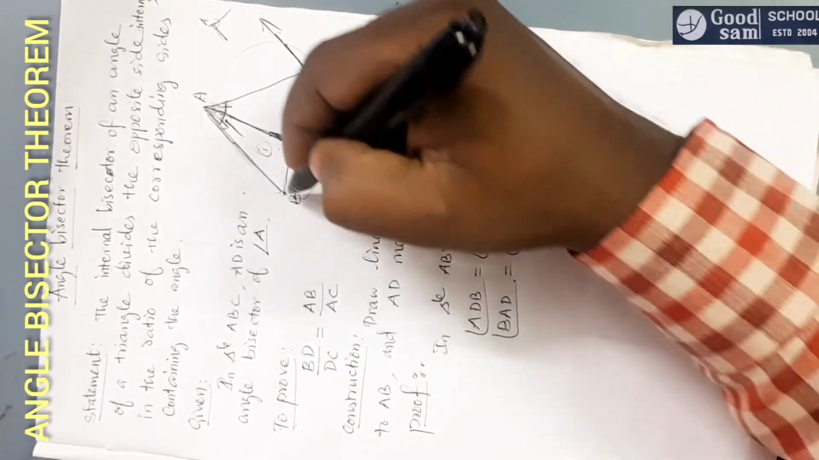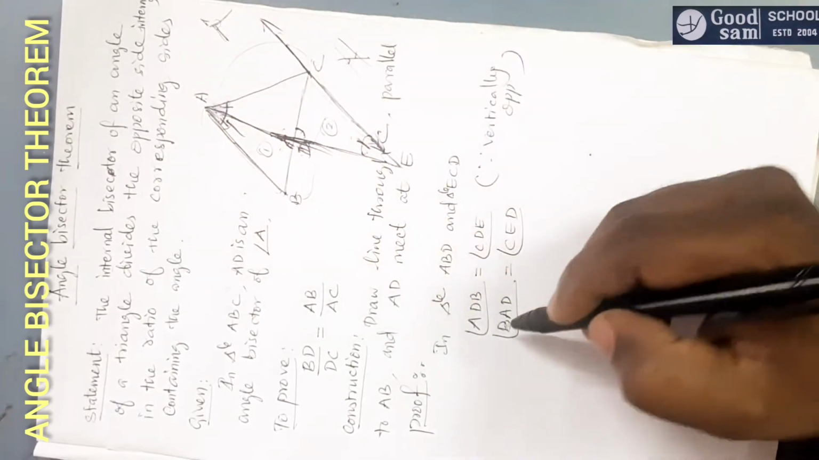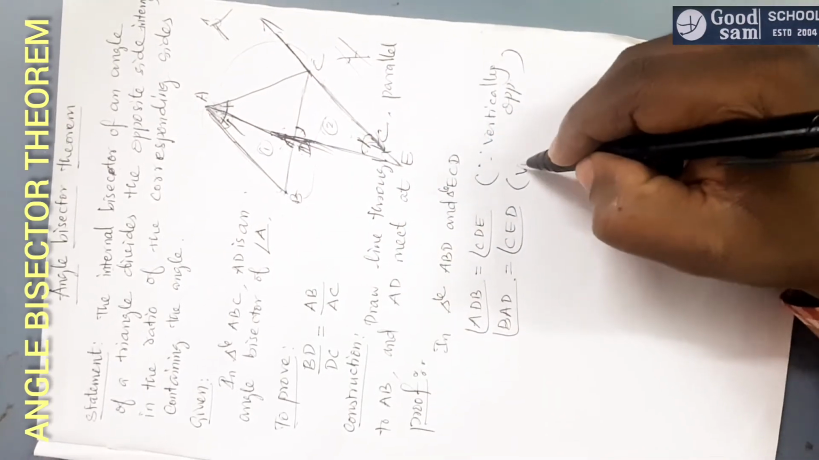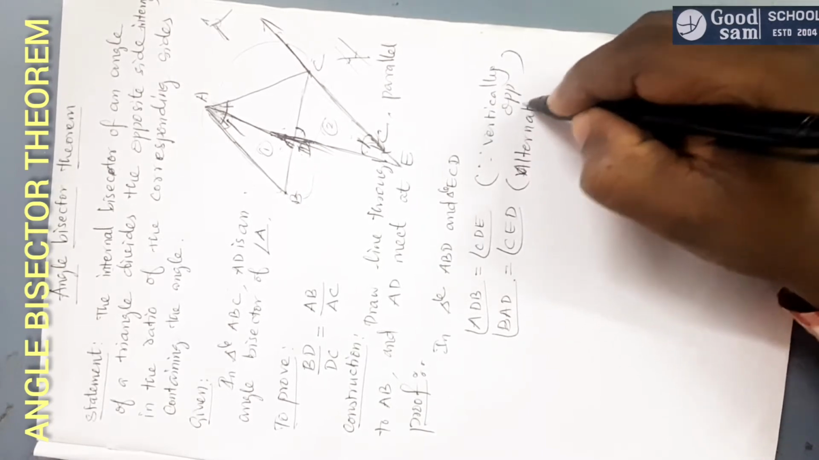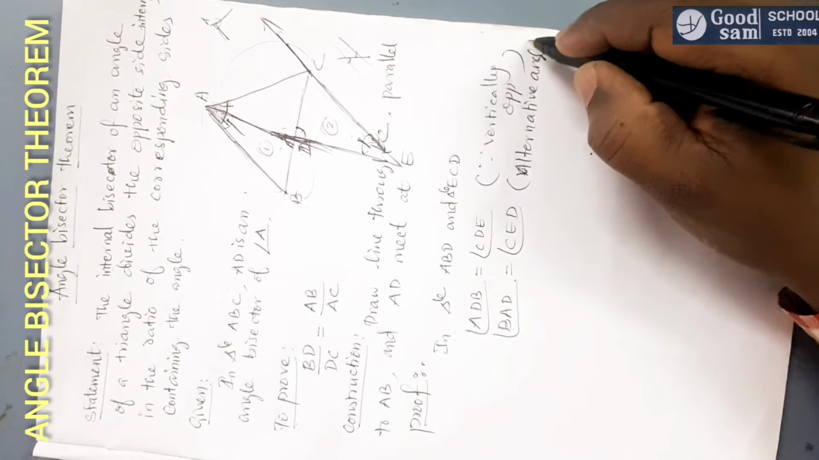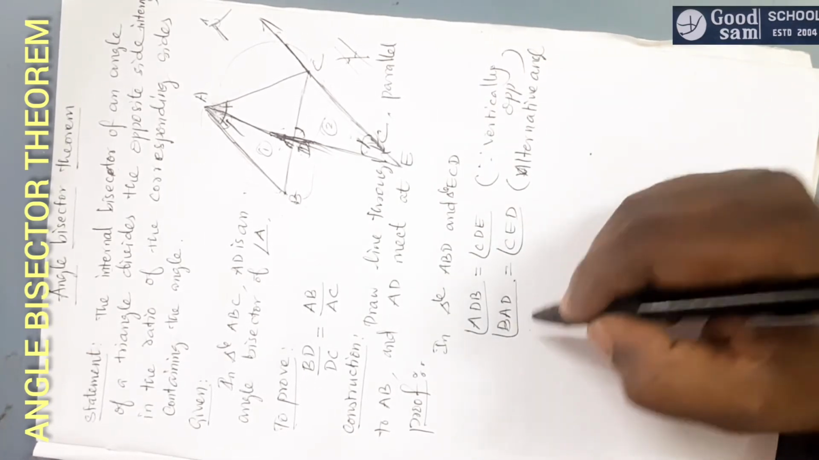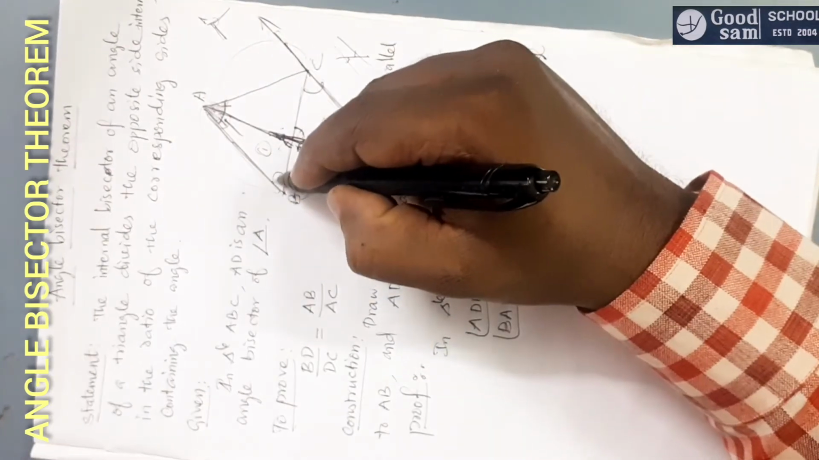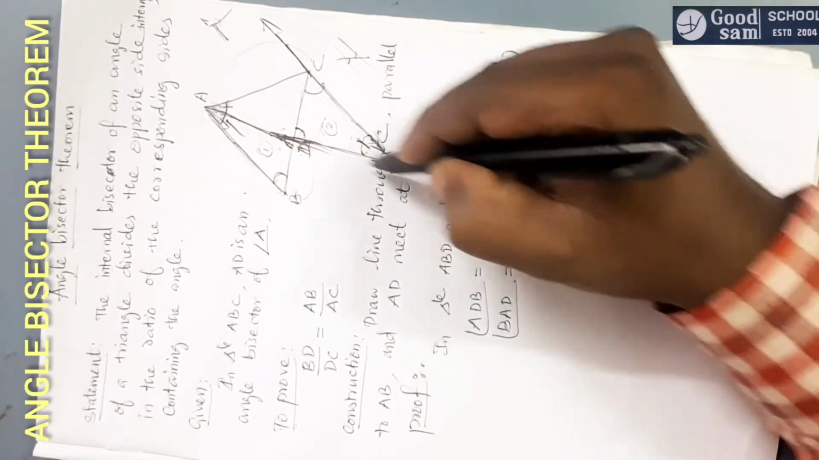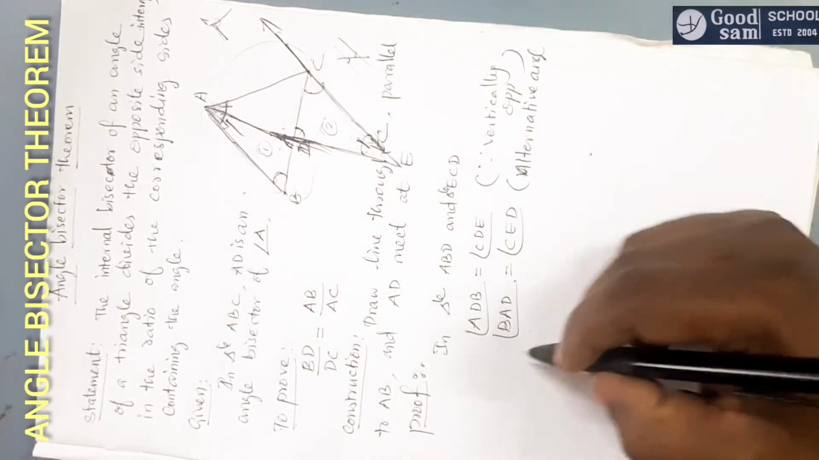CED is an angle, BAD is an angle. You can write it as DAB also, because they are alternate angles. Then look here, these two angles will be equal because they are also alternate angles, because it looks like a Z. So these two are parallel, this is the transversal, so these two are alternate angles.